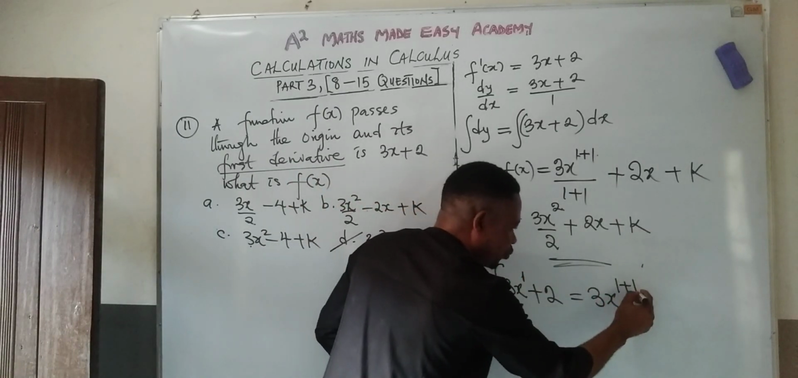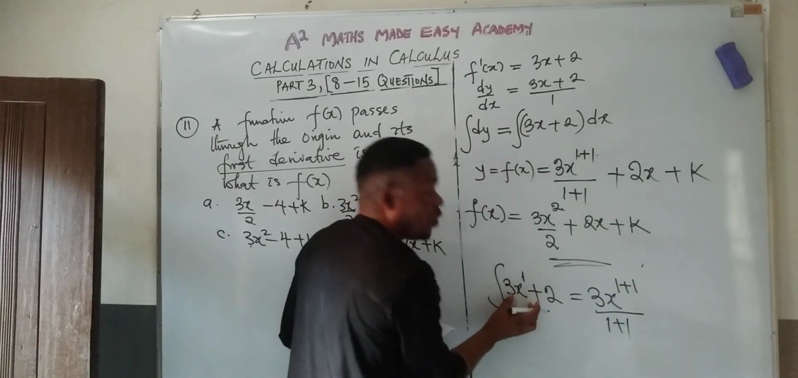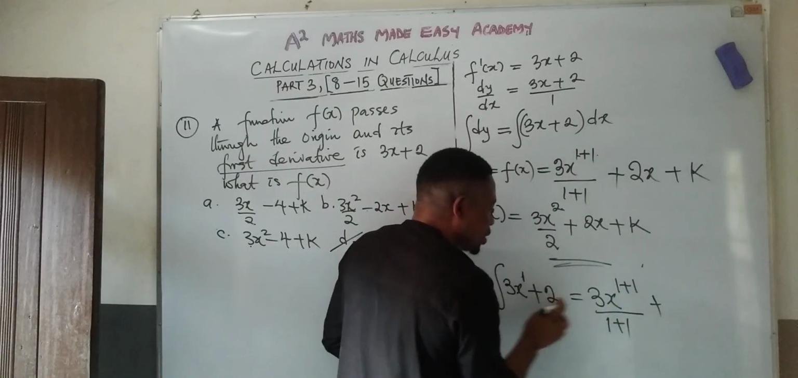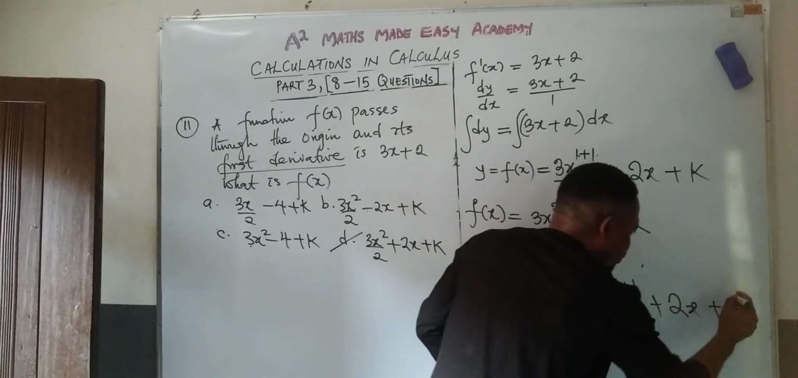Put it and add plus 1. That's the formula for integration. Then bring it down, 1 plus 1. I'm done with this. Then plus, this is a constant, bring it and multiply with the variable, which is what? X. Finally put plus k.